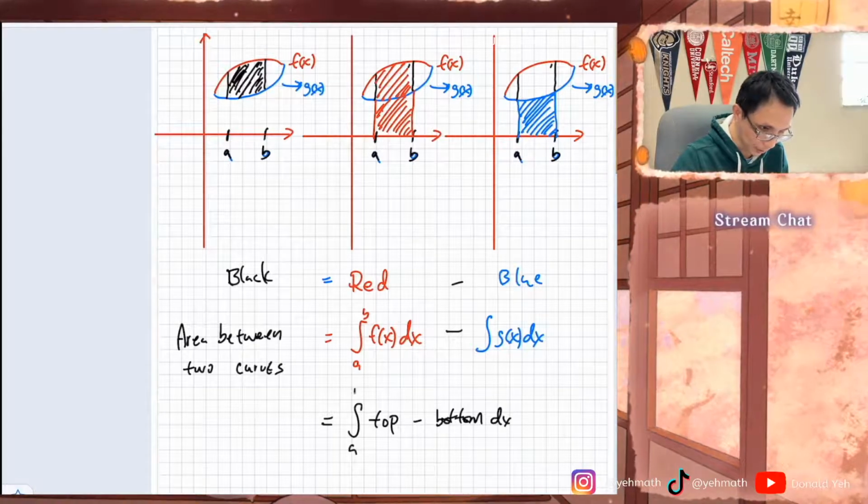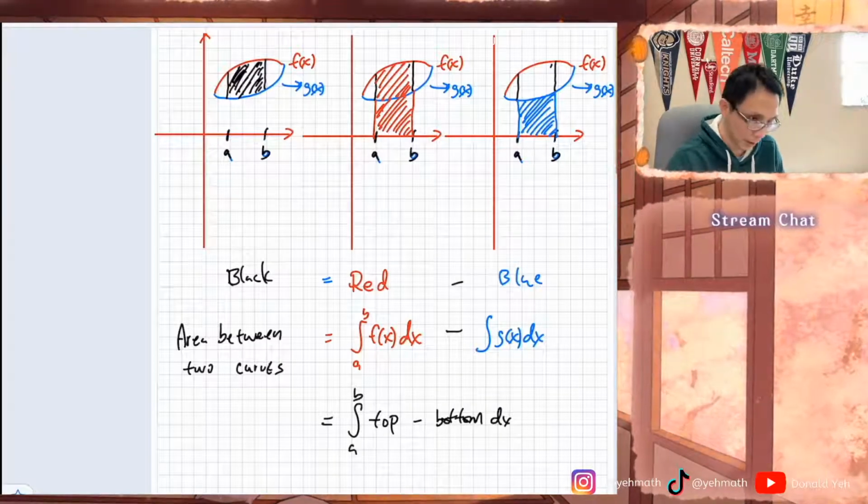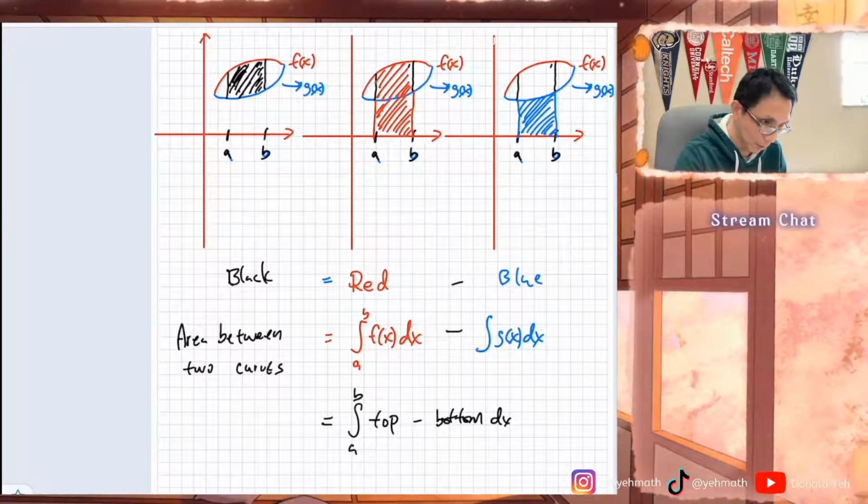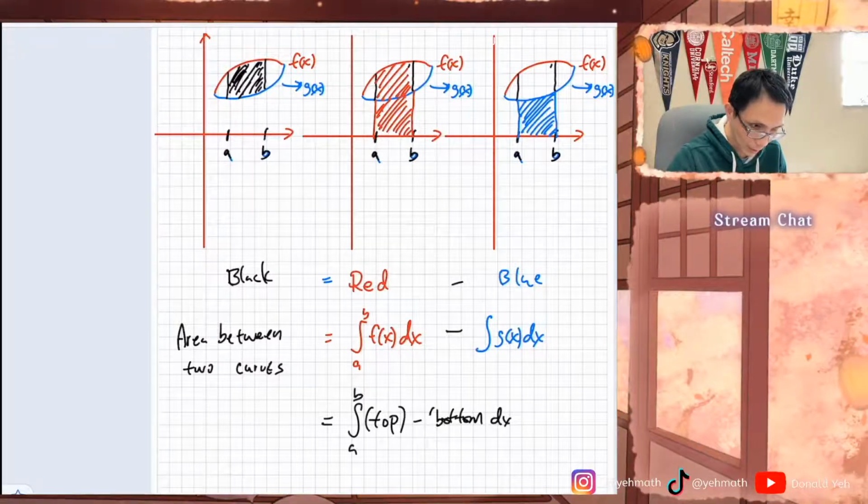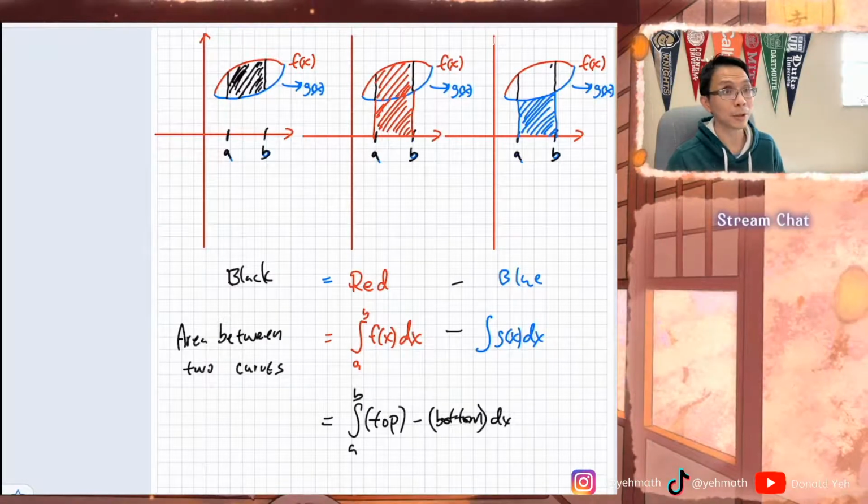And between A to B, that's an easy way to think about it. Top function minus the bottom function, that's an easy way to approach it.